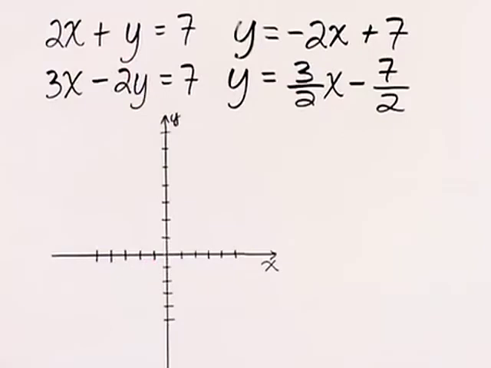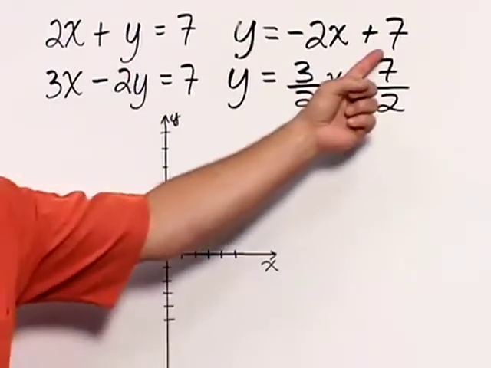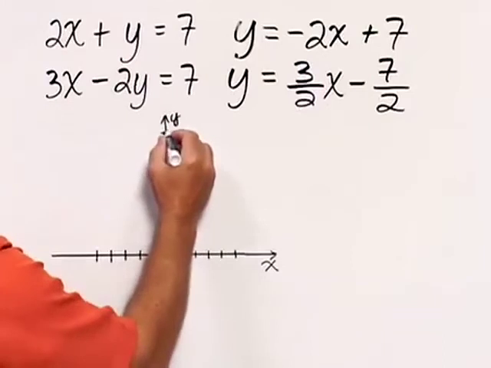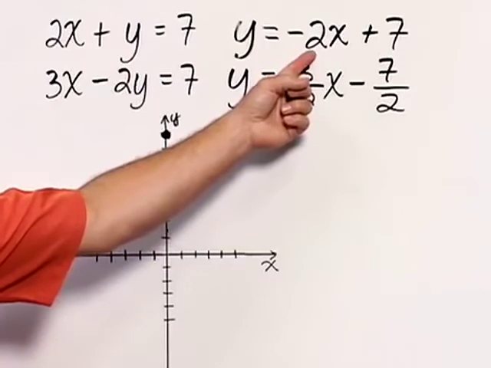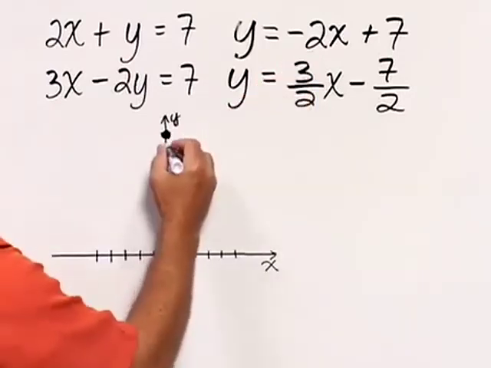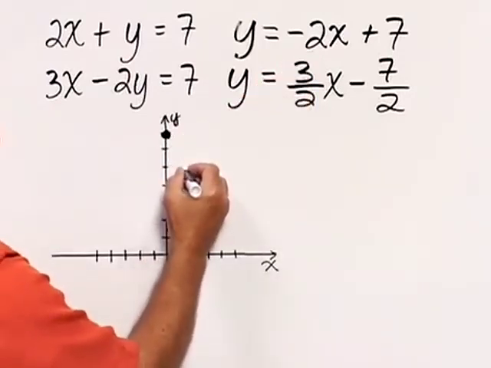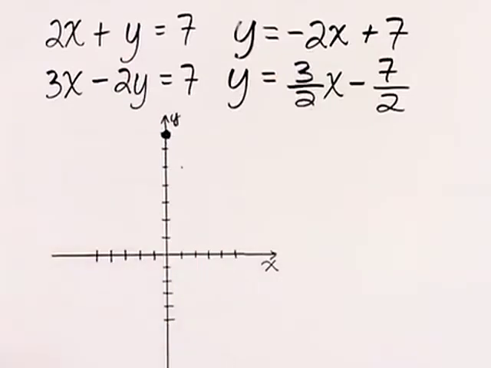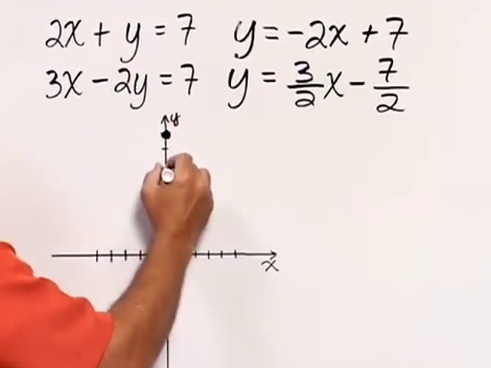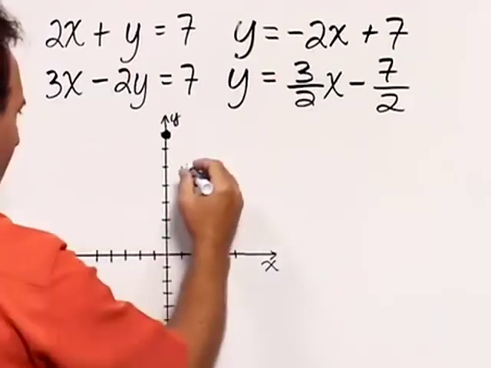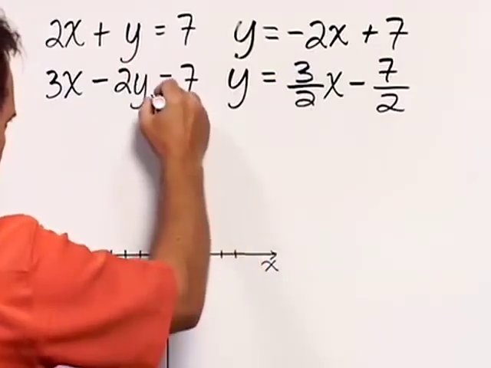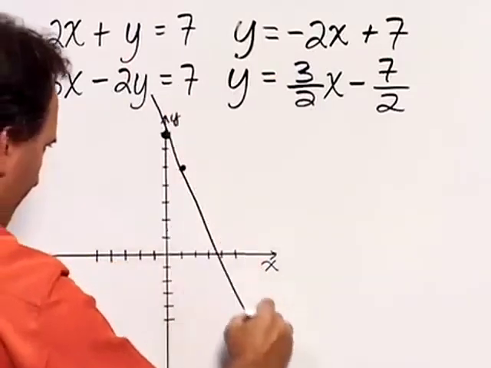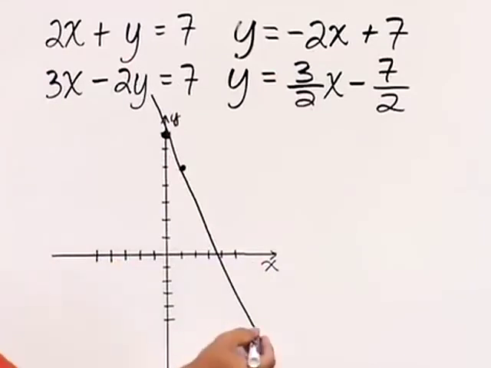Now we can graph them. Starting with the first equation, we have a y-intercept of 7. We have a slope of negative 2, and if we use the rise over the run, that would mean to go down 2 and over 1. That would be negative 2, positive 1. Now we draw our line through those two, and we then can go to drawing our graph for line 2.